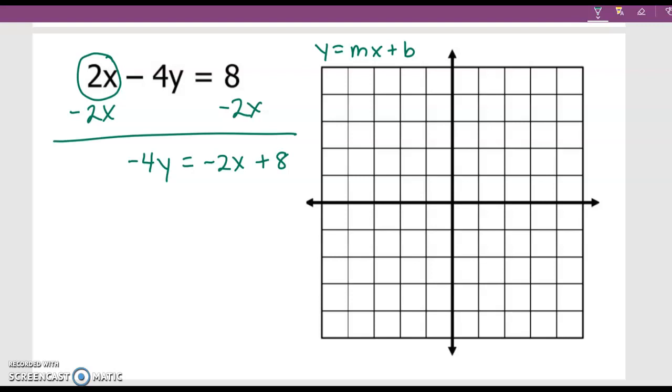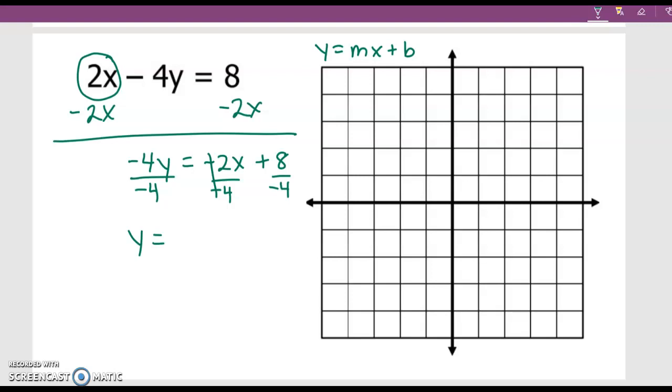Next, I need to divide away whatever's in front of y. Well, there's a negative 4 there, so everything has to be divided by negative 4. Okay, that leaves me with a y over here, which is what I want. Now if this doesn't divide out nice for the slope, we just got to reduce it. Negative and negative, those cancel out. 2 over 4. My smaller number's on top, so I know I'm going to have a fraction.